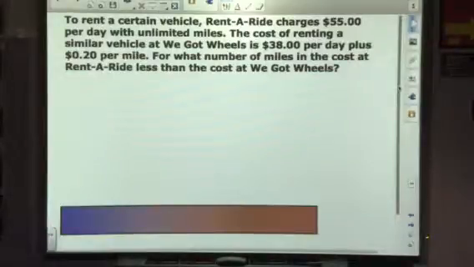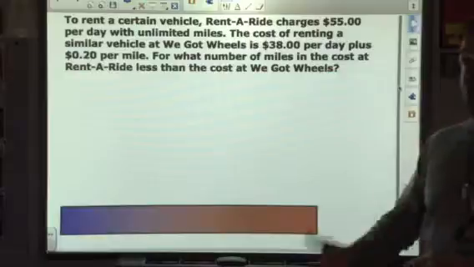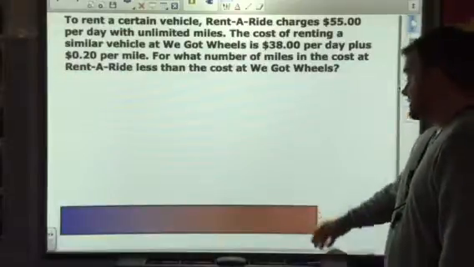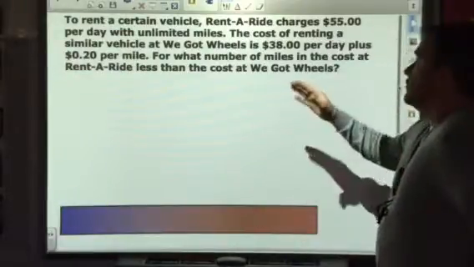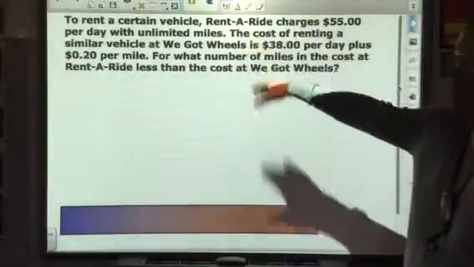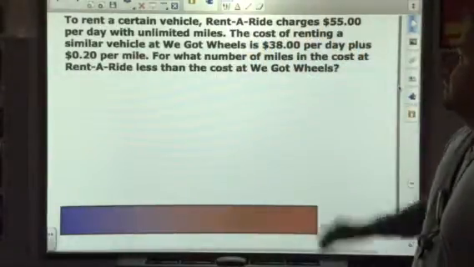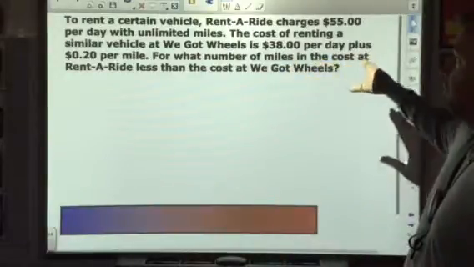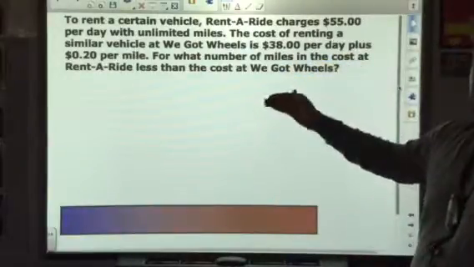So there are two rental car companies. There's Rent-A-Ride and there's We Got Wheels. And we're trying to find out when the cost is going to be more for one than the other, because you don't want to spend more money than you have to. In this example, Rent-A-Ride charges $55 per day, but you get unlimited miles. You can drive it as far as you want. A similar place, We Got Wheels, is $38 per day, but it's 20 cents per mile.